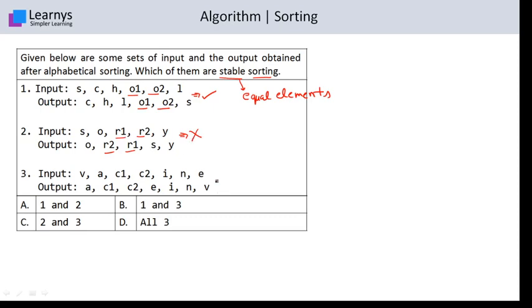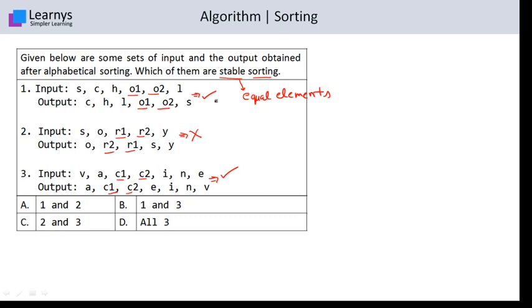Similarly, we can check the third one. Are there any equal elements? Yes, there are two C. What is the order of occurrence here? C1 comes before C2, and in the sorted output, is C1 coming before C2? Yes, C1 is coming before C2. So in this case the order of equal elements is preserved, and we can say it is also a case of stable sorting.